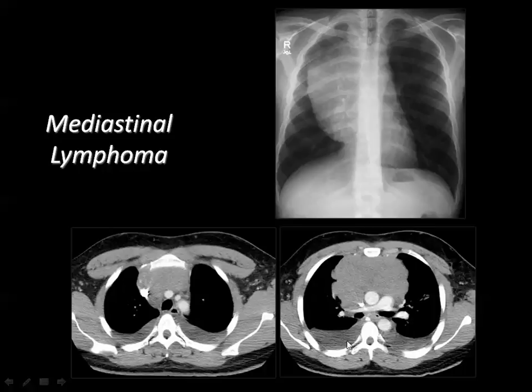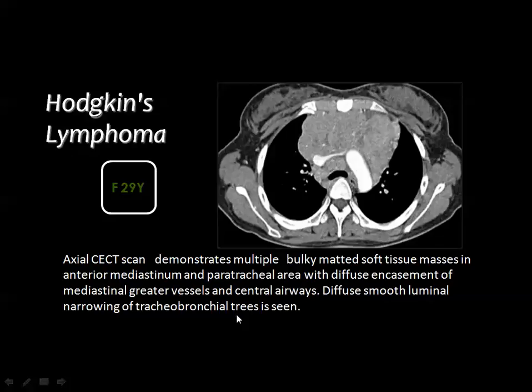And here is a case of Hodgkin lymphoma presenting with a big anterior mediastinal mass displacing the aorta and the superior vena cava posteriorly, with some mass effect on the trachea and the bronchi. The mass showed almost homogeneous contrast enhancement with minimal areas of breakdown inside, no matrix calcification.